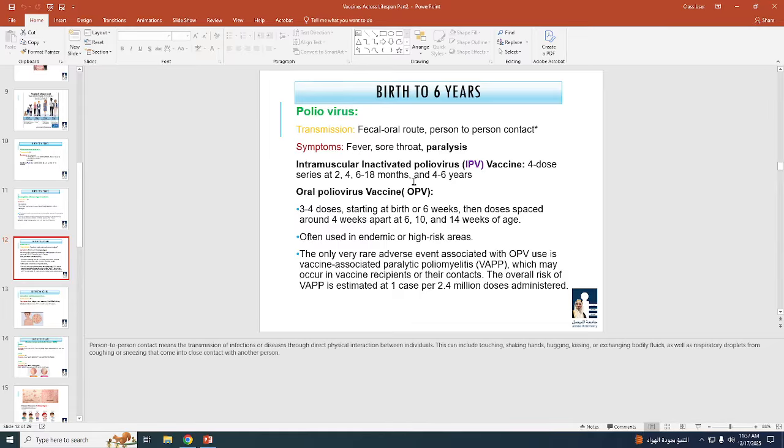polio virus. For polio, we have the intramuscular inactivated polio vaccine. It's a 4-dose vaccine. We also have the OPV, which is 3 to 4 doses as well. Oral is, as we said, live attenuated. The intramuscular is inactivated. What is the rare adverse event related to the oral polio vaccine? It is this one.